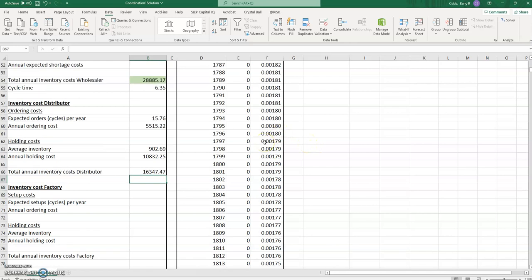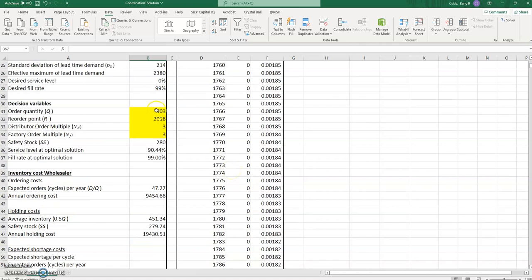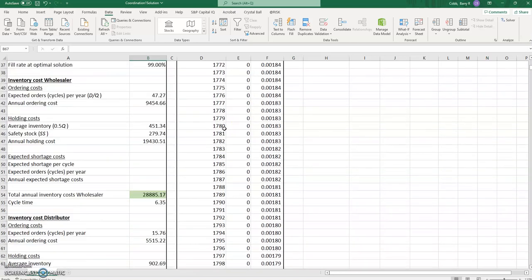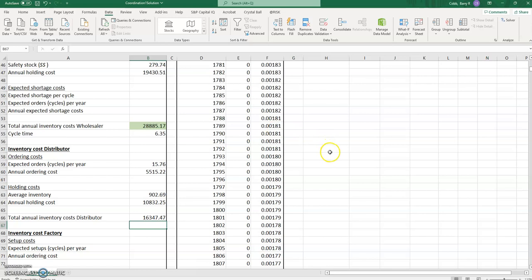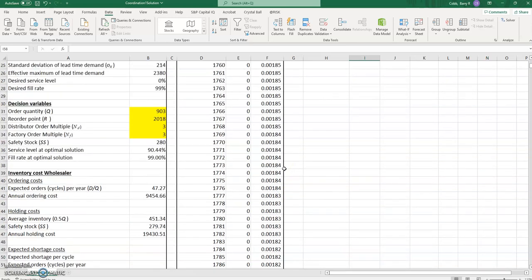Now, how do we find the solution for the distributor? It's important to note here that we already solved the model for the wholesaler, so those solutions need to be correct in the model. What we can do is do this by trial and error. I'm just going to make a small table out here that has potential order multiples for the distributor and the total cost associated with those multiples. So we'll just start at 1. So let's enter 1 for the distributor order multiple.